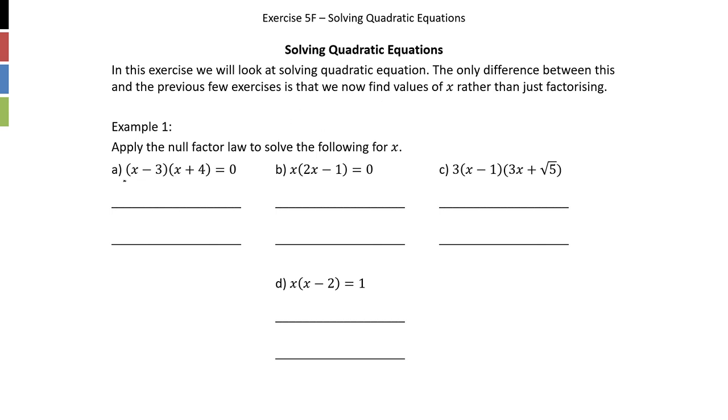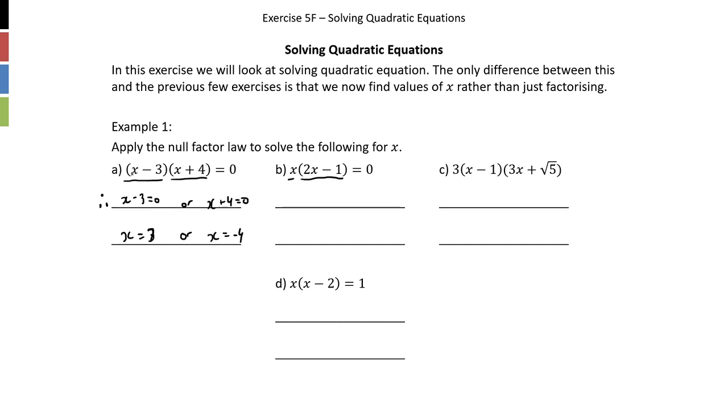The whole point of factorizing is to get it so we have bracket times bracket equals 0, or factor times factor equals 0, so that we can then use the null factor law. So let's do that. x minus 3 multiplied by x plus 4 equals 0. We can write, therefore, x minus 3 equals 0, or x plus 4 equals 0. So rearranging, we get x equals 3, or x equals negative 4.